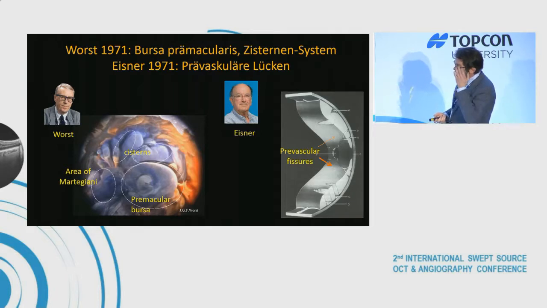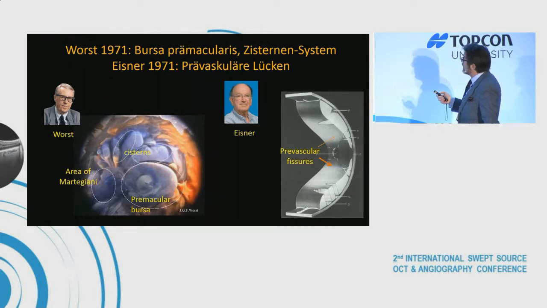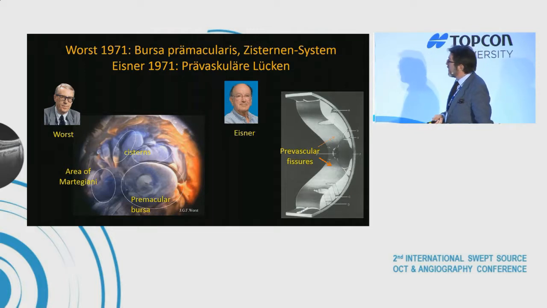Now, aside from the premacular bursa next to the area of Martegiani and Cloquet's canal, Wurst also described these cisterns. And Georg Eisner in 1971 described these prevascular vitreous fissures, or Lücken as he called them, that were present over the larger vessels over the posterior pole. These did not feature in any of the preparations of Jan Wurst or Shoji Kishi, and so there was a question: how do these structures all relate to each other?